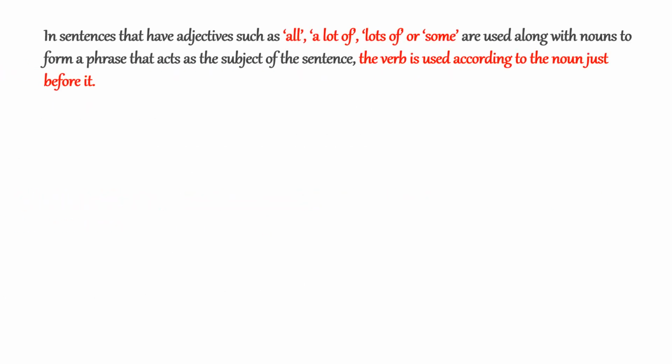In sentences that have adjectives such as all, a lot of, lots of, or some, used along with nouns to form a phrase that acts as the subject of the sentence, the verb is used according to the noun just before it. A lot of food is left out. All of my dresses have become tight.